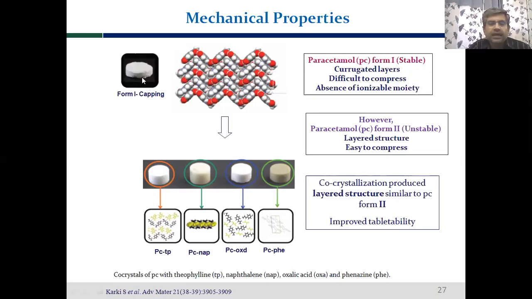Earlier it was showing capping and lamination, but you can see the co-crystals are going to give us extremely good looking tablets. So the co-crystallization produced a layered structure similar to form 2 of paracetamol, and this was responsible for improving the tabletability of paracetamol.